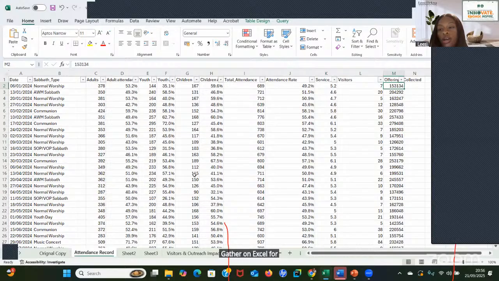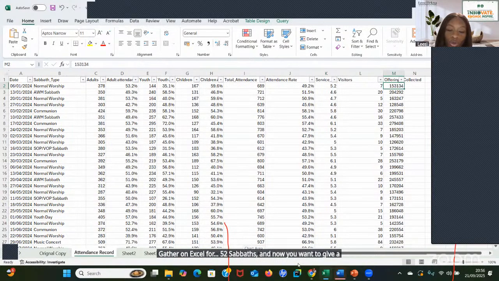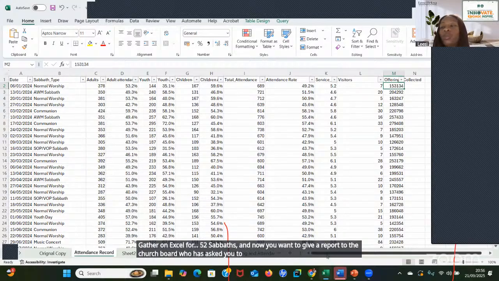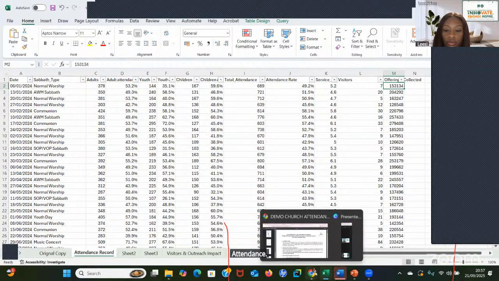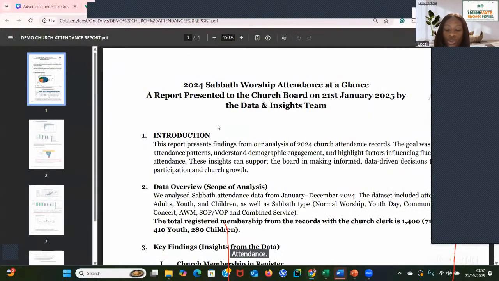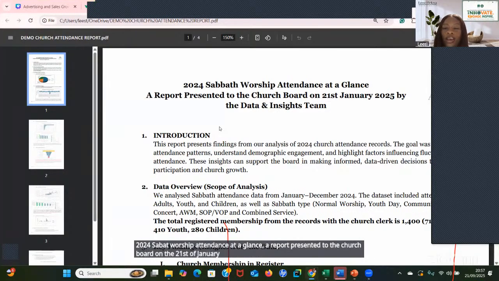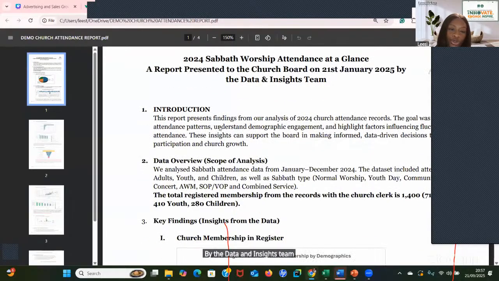for 52 Sabbaths. And now you want to give a report to the church board who has asked you to see what the problem is with attendance. Okay, so: 2024 Sabbath worship attendance at a glance, a report presented to the church board on the 21st of January 2025 by the Data and Insight team of the church.